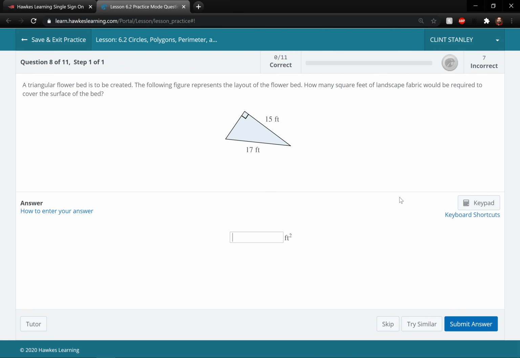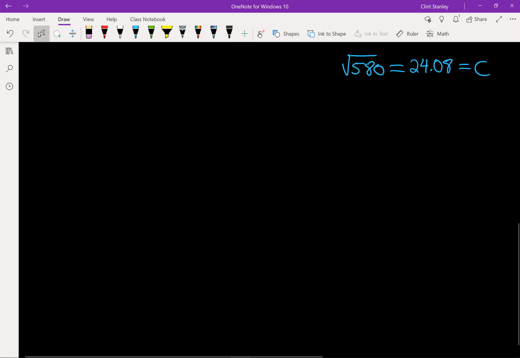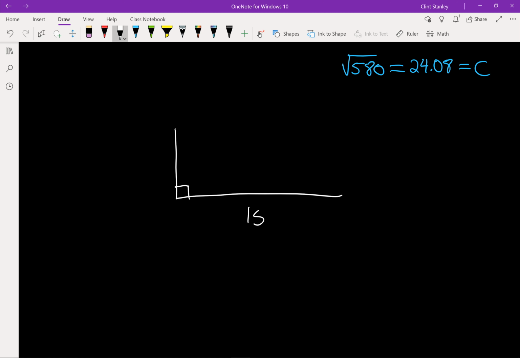All right, this one will get Pythagorean theorem involved again. It says how many square feet of landscape fabric. So square feet, we want area. On this one, I like to kind of think about rotating this. So I'm going to make 15 the bottom, just so it's a little easier to look at. And then the long side will be 17. So if we do that, then we've got 15 down here, and then this longer side will be 17.